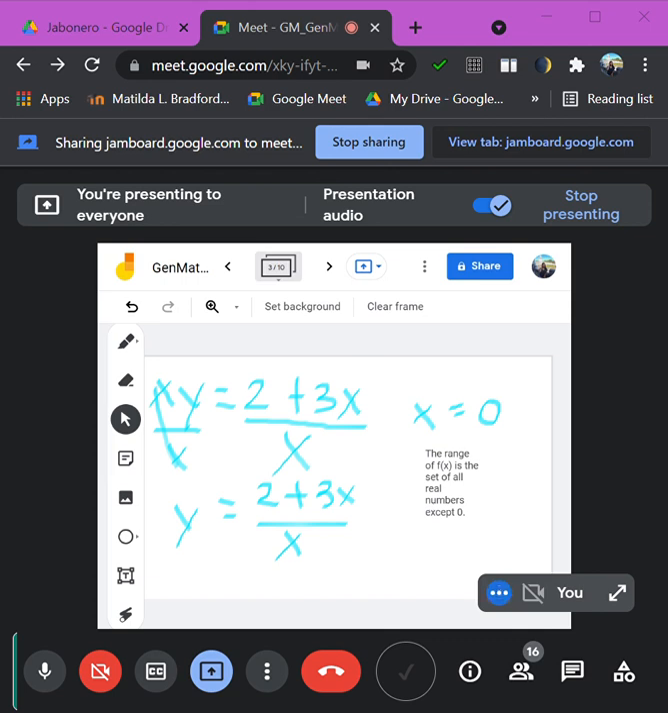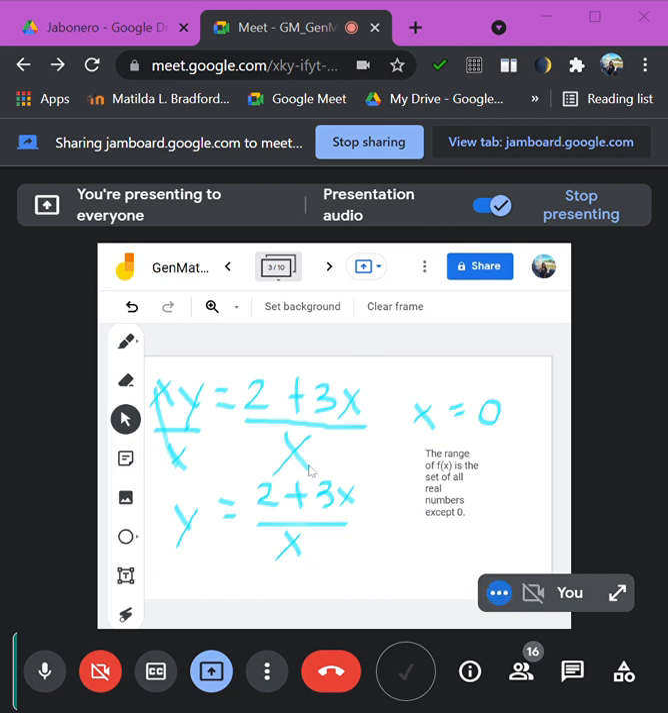Now, do you have any questions, class, in getting the domain and range? Any questions or clarifications? Any reactions? Do you have questions, or do you understand? An example, teacher? Okay, sige.